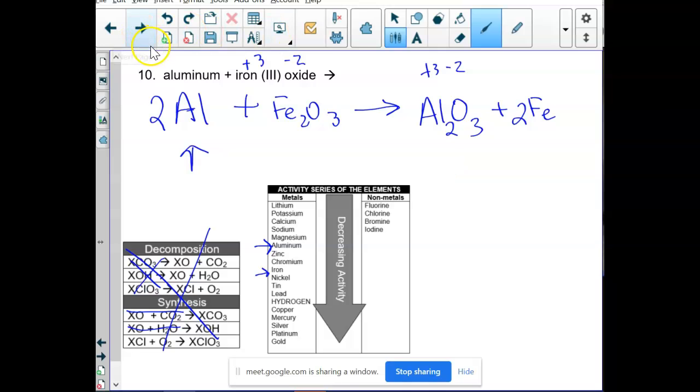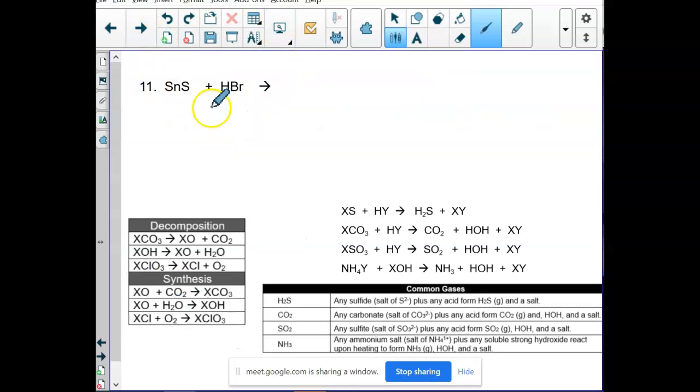Okay, questions about 10 before we go to 11. Okay, number 11. I have two compounds, so it can't be a decomp. It could be one of these synthesis. It's not this one. It's not this one. It's not this one because it doesn't have XO or XCl. If it's two compounds, I would check this area next.